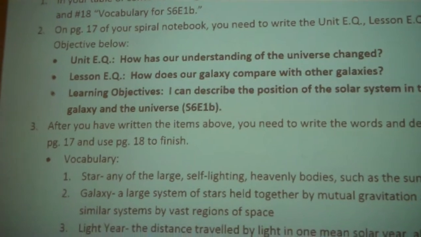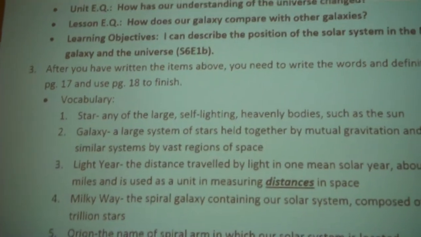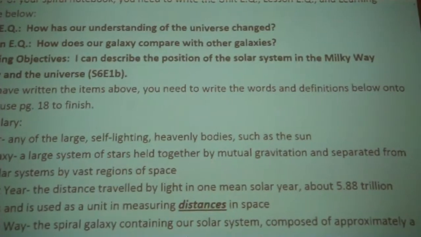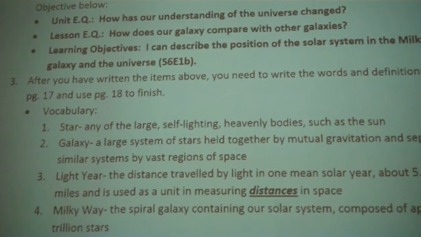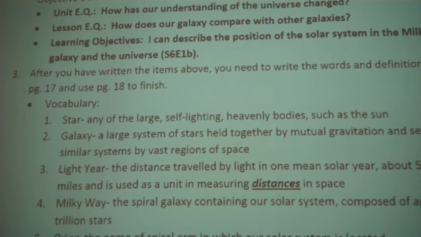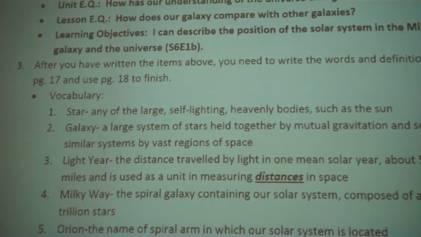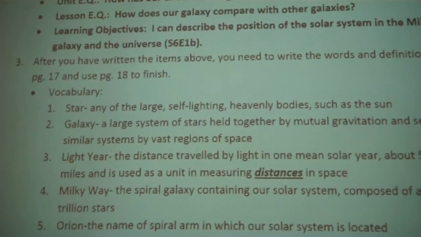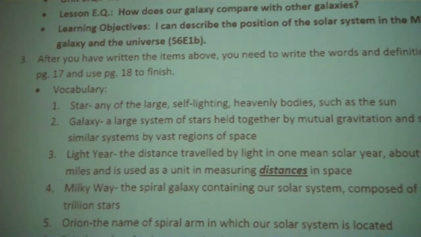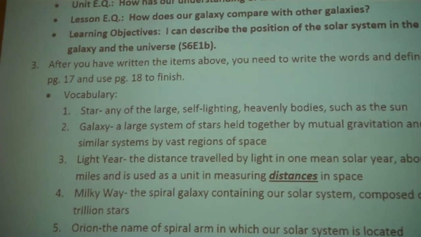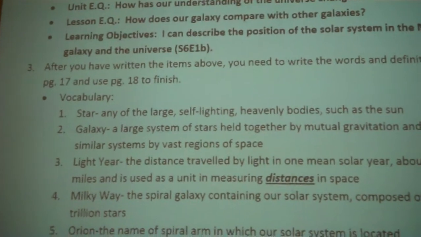Then step number 3 is, after you have written the items above, you need to write the words and definitions starting on page 17 and using page 18 to finish. So there are 8 vocabulary words that you need to make sure you have written down in your notebook on pages 17 and 18 by Monday, which is when we are going to start the Galaxy information in class.